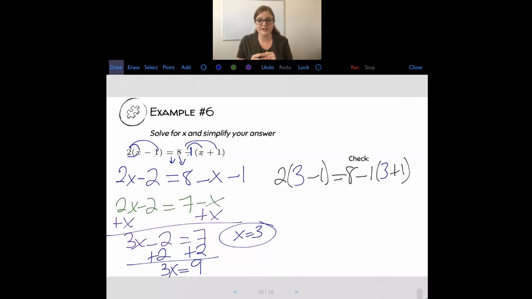We'll continue on solving linear equations with some fractions, and we'll see our different solution types in the next lesson.